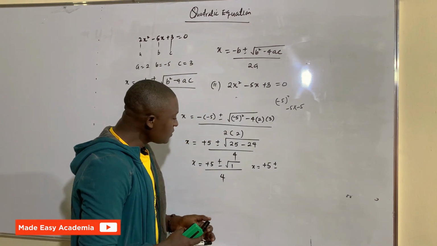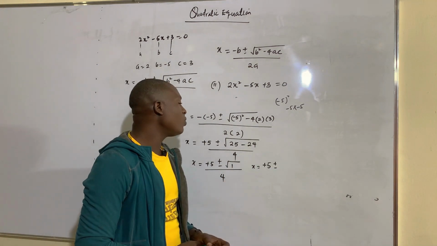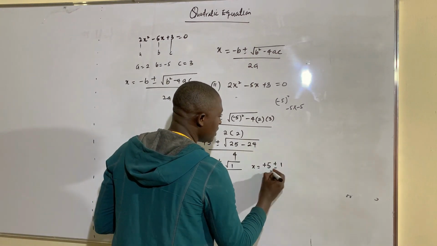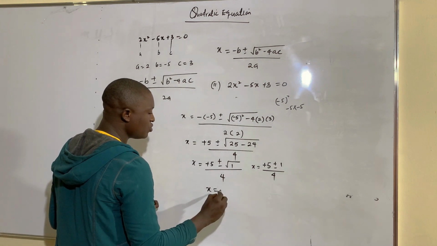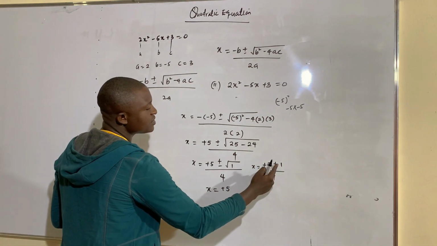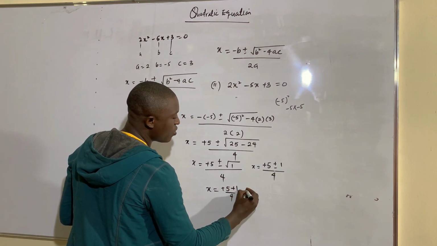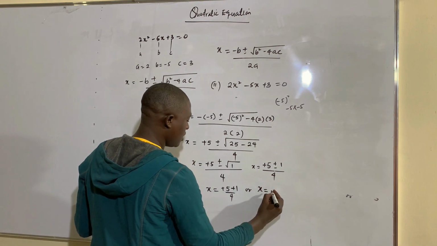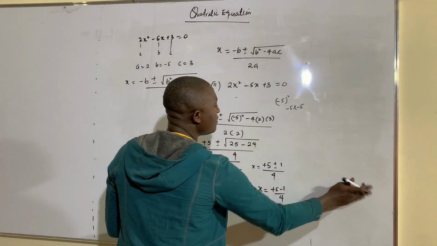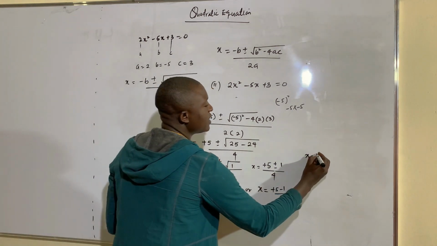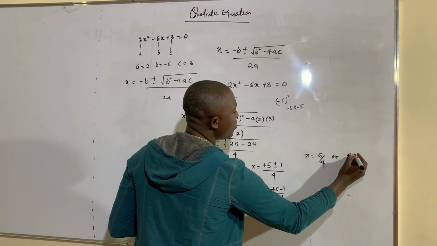So now, if you have a number like this, square root of 1, of course, we are going to have 1, then all divided by 4. So here we can have x is equal to 5, plus or minus. This means it can be positive or it can be negative. That is x is equal to 5 plus 1 over 4, or x is equal to 5 minus 1 over 4. So meaning I can have x is equal to 5 plus 1, that's going to be 6 over 4, or 5 minus 1, we are going to have 4 over 4.